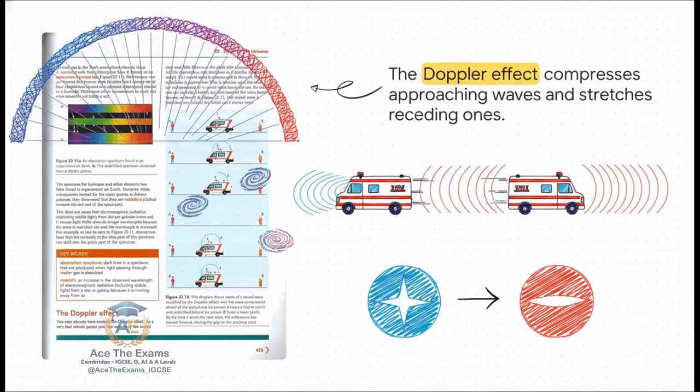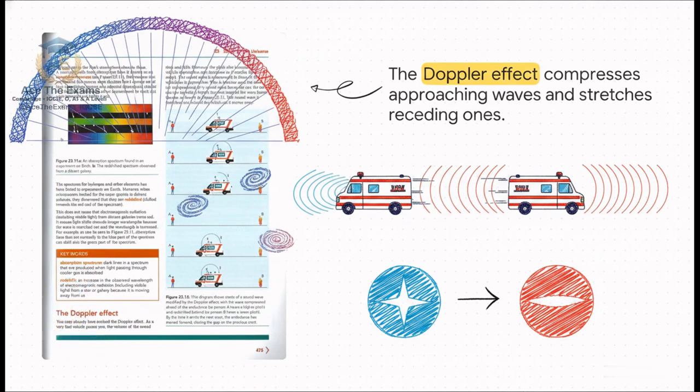To explain light, you often have to explain sound first. You've heard an ambulance siren speed past you, right? The pitch is high as it approaches and drops as it speeds away. Why? Because the sound waves bunch up ahead of the vehicle, shortening the wavelength, and stretch out behind it, lengthening the wavelength.